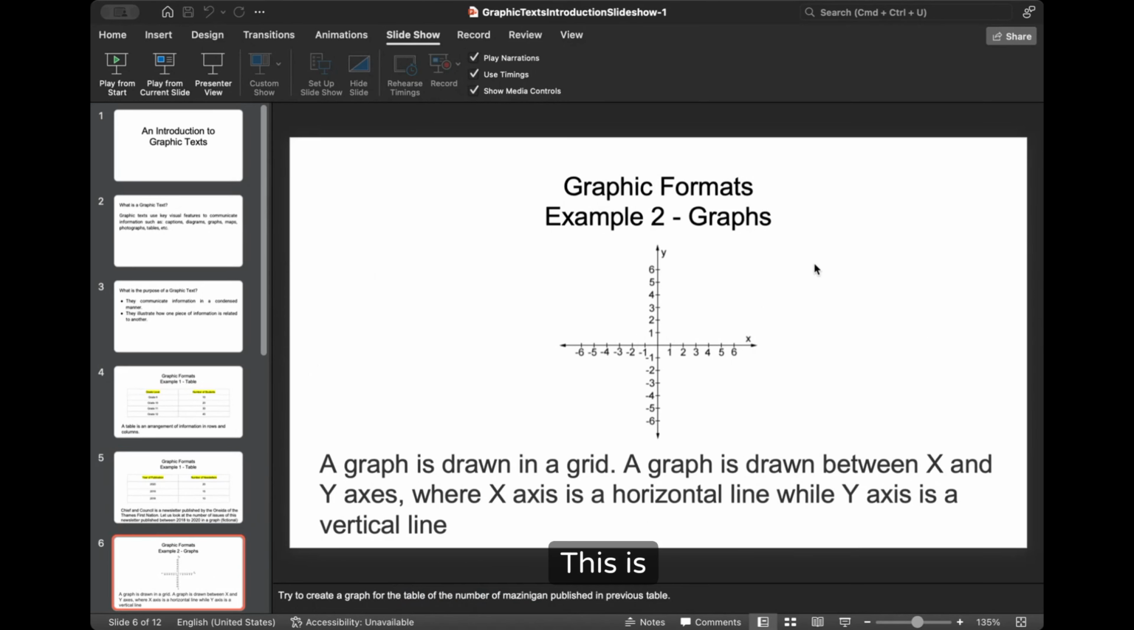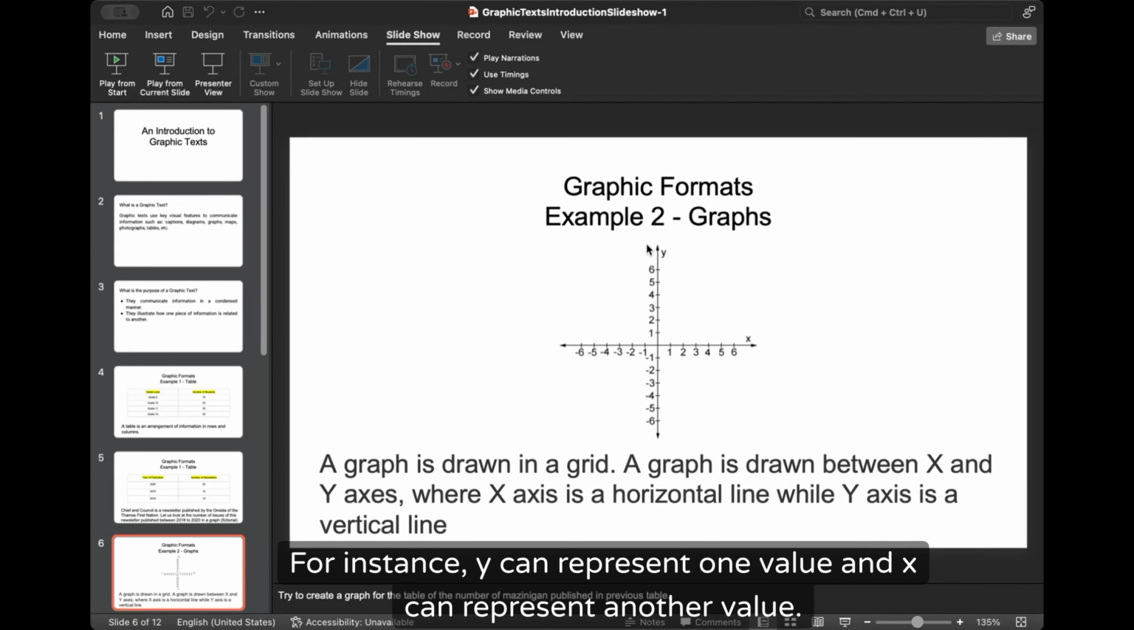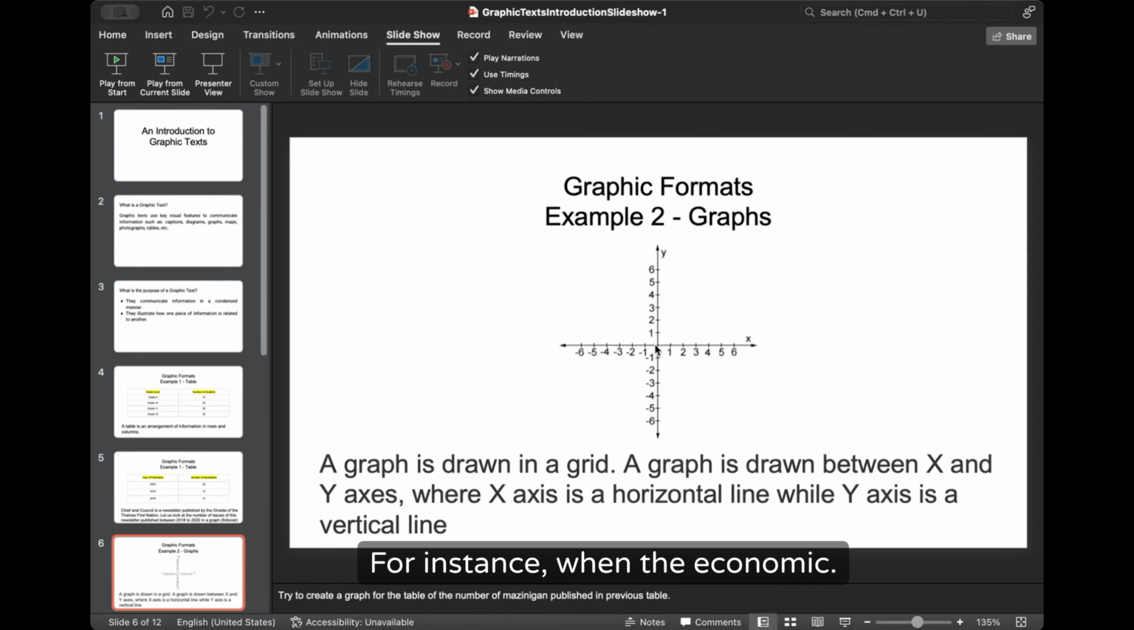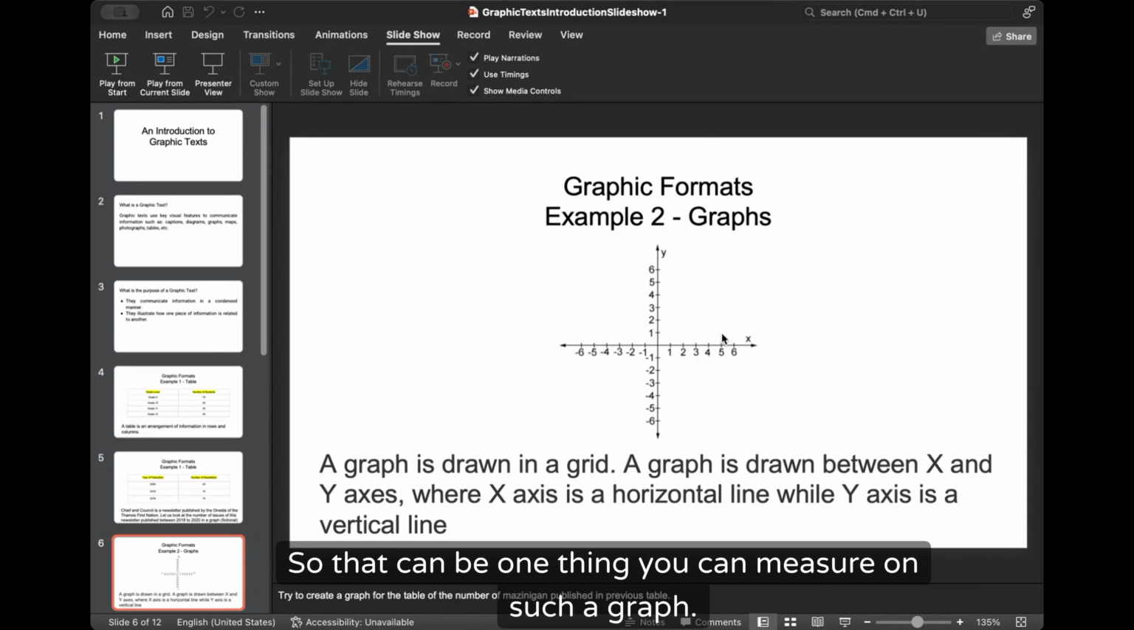Now, here's an example of another graph. This is just 2 axes, the x-axis and y-axis. You can also use such a graph to represent data. For instance, y can represent one value and x can represent another value. So when there is an increase in y, is there an increase or decrease in x? For instance, when the median income of a country grows, does the health also increase? So that can be one thing you can measure on such a graph.